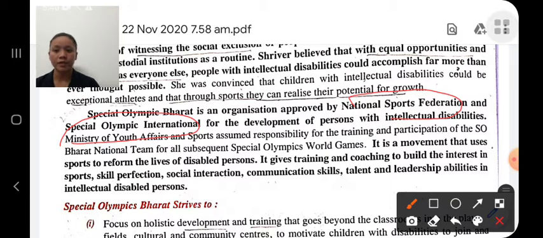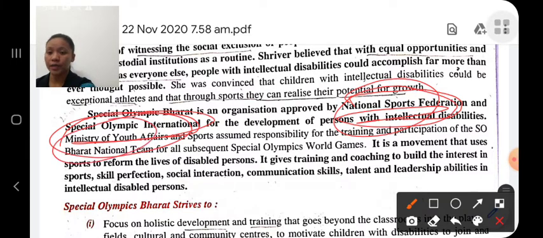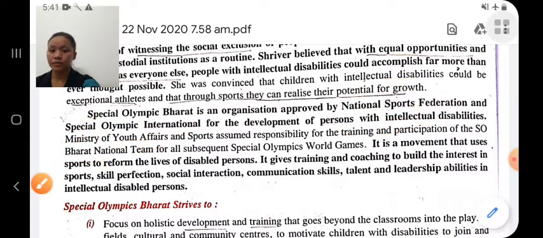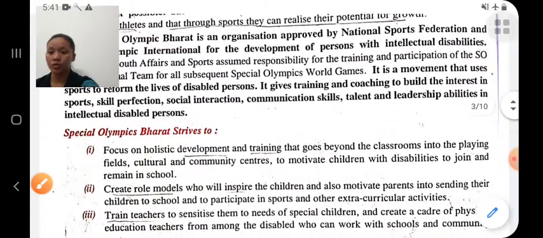Special Olympic Bharat team. This is about the Special Olympic Bharat. It is the organization which is approved by the National Sports Federation and Special Olympic International. This is about the Special Olympic Bharat.